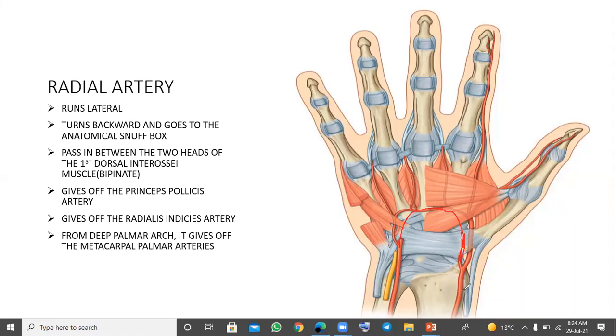Then when the radial artery goes to the dorsal aspect, it will go backwards to the anatomical snuff box. So you have the anatomical snuff box on the dorsal aspect there. And the radial artery is one of the contents of the anatomical snuff box. The other content of the anatomical snuff box is the cephalic vein.